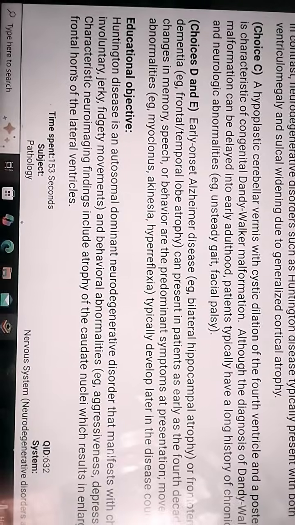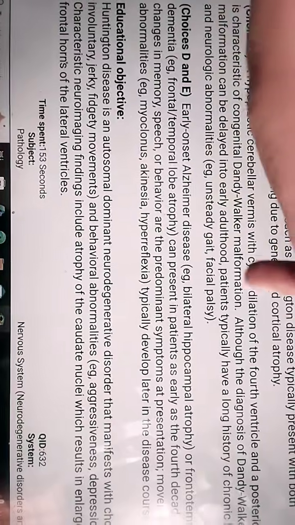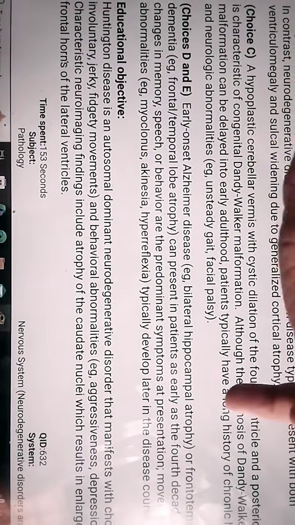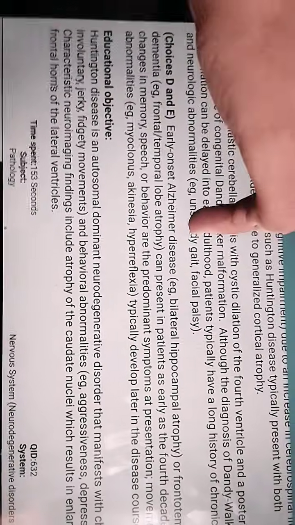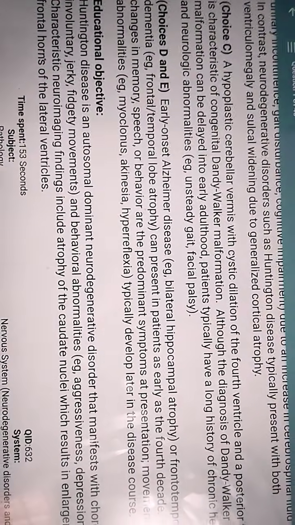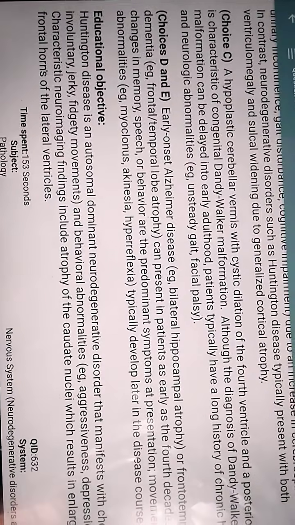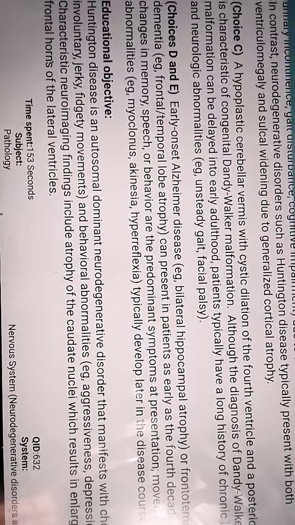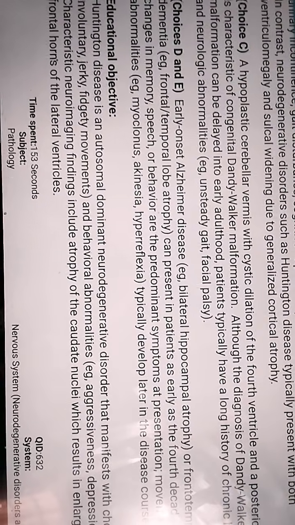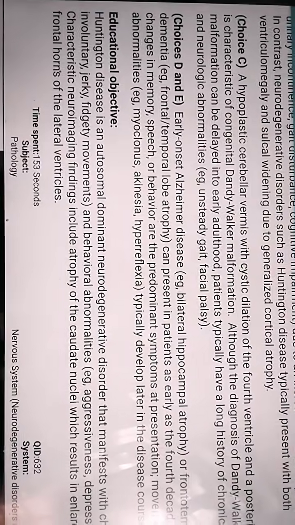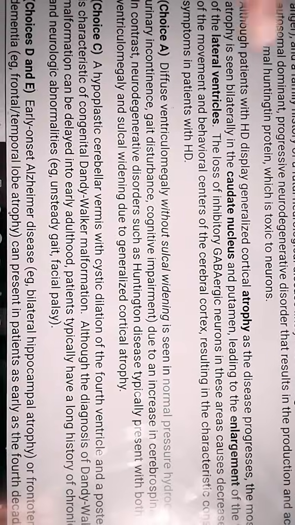and neurological abnormalities. In early onset Alzheimer's disease, there will be bilateral hippocampal atrophy, or frontotemporal dementia. Frontal temporal lobe atrophy can be present in such patients as early as the 4th decade. So there will be changes in memory, speech, and behavior. Predominant symptoms include movement abnormalities like myoclonus, akinesia, and hyperreflexia. So this is the quick concept and a comparison between Huntington disease, Dandy-Walker malformation, Alzheimer's disease, and normal pressure hydrocephalus.